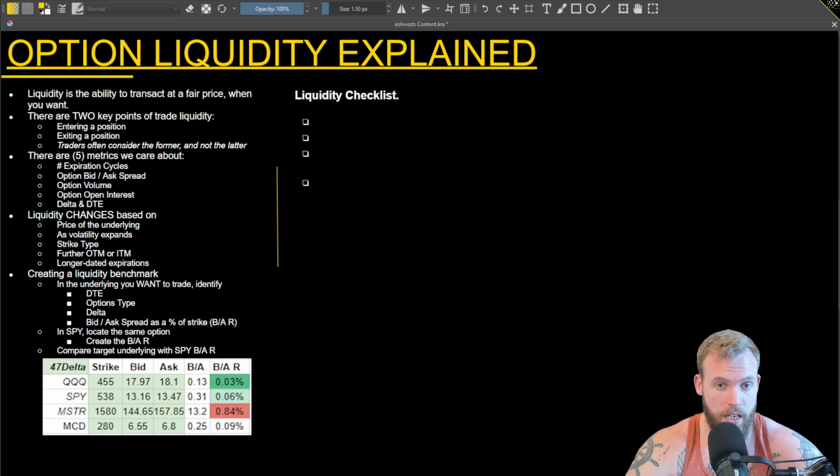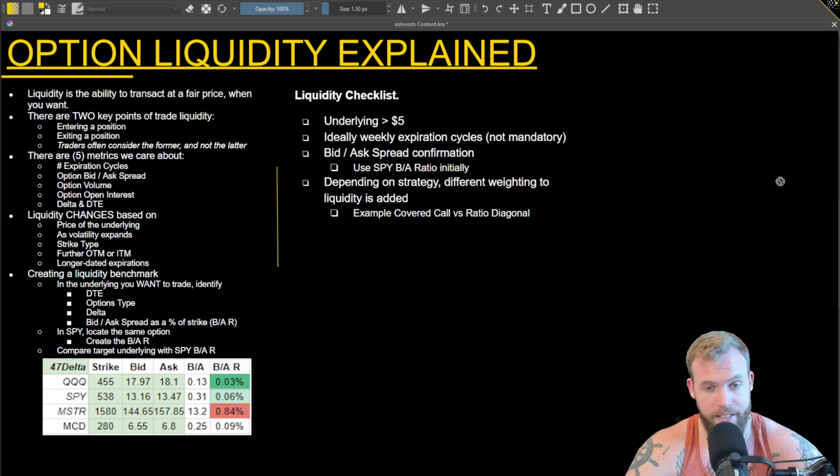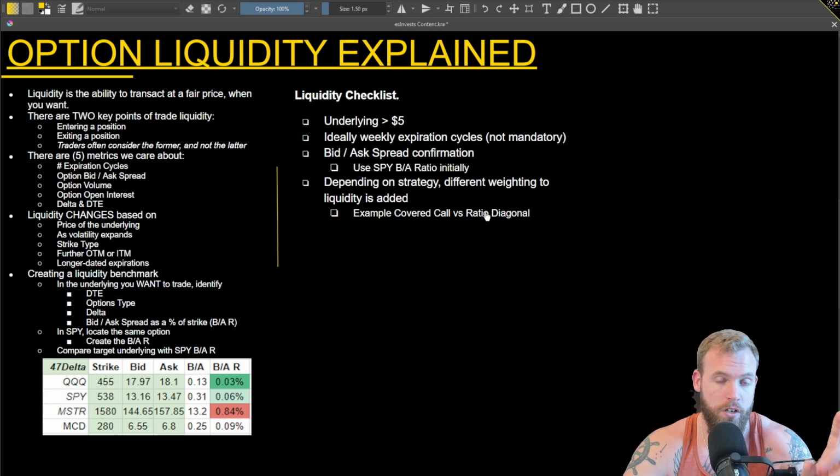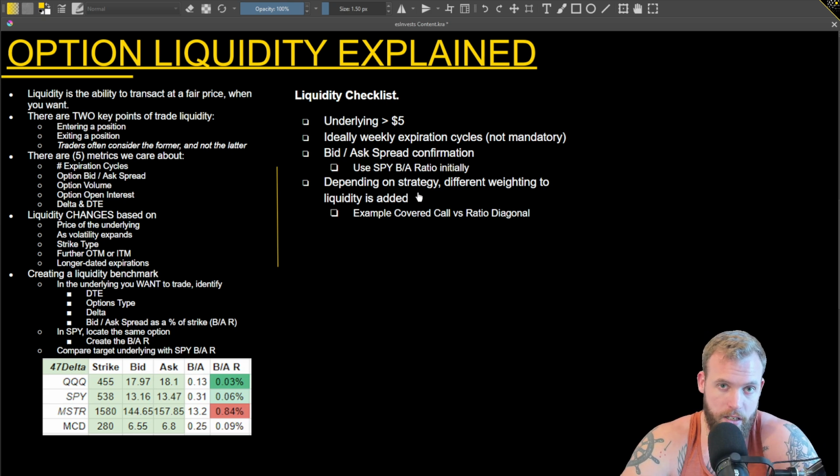So here is a quick checklist you can use. I typically am going to stick to things that are above $5 as an underlying, just for general best practice. I like weekly expirations. You can make this comparison just like I showed you. And there's one other component: based on how often I'm planning on transacting matters.